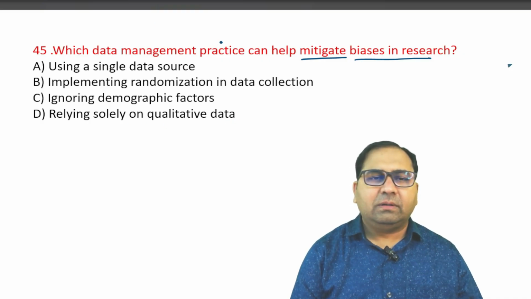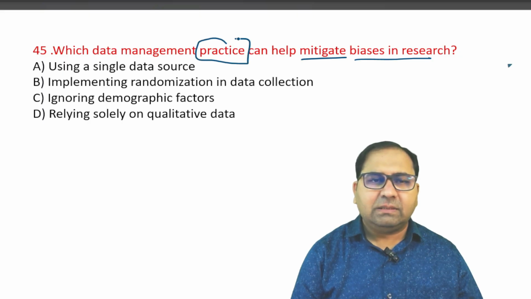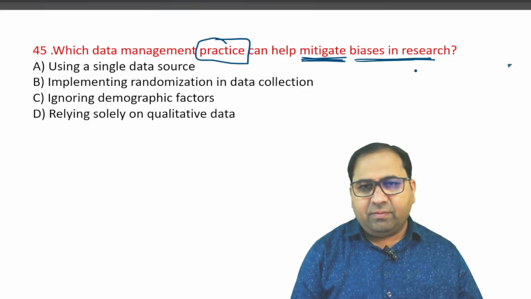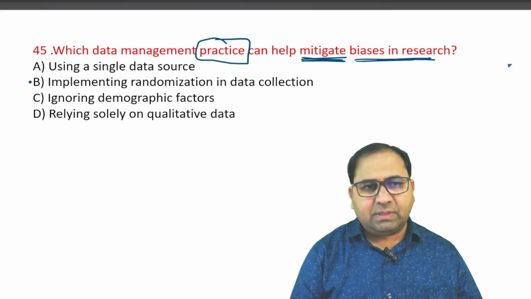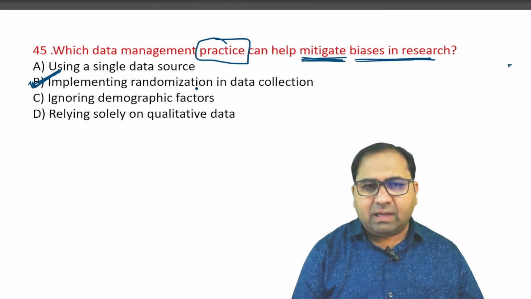So what sort of a practice can help to decrease the biases in research? We know the answer. Answer is doing randomization in data collection. So therefore answer for this question is option number B, that is implementing randomization in data collection.